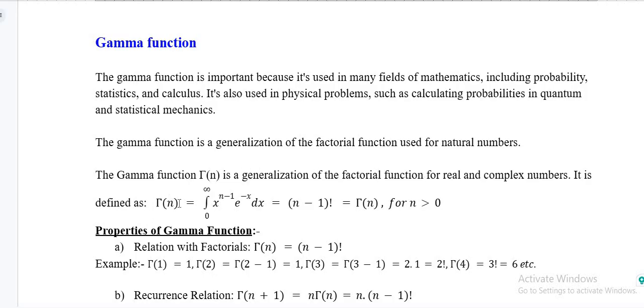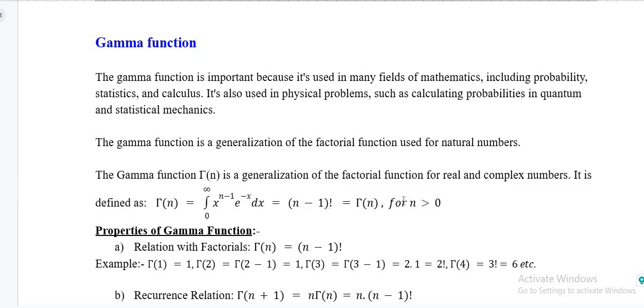So gamma n can be represented in the form of an integral, integration over 0 to infinity, x to the power n minus 1, e to the power minus x dx. If you have any integral in this form, it will be represented as gamma n. And the solution will be given as n minus 1 factorial, or gamma n, where n must be greater than 0.